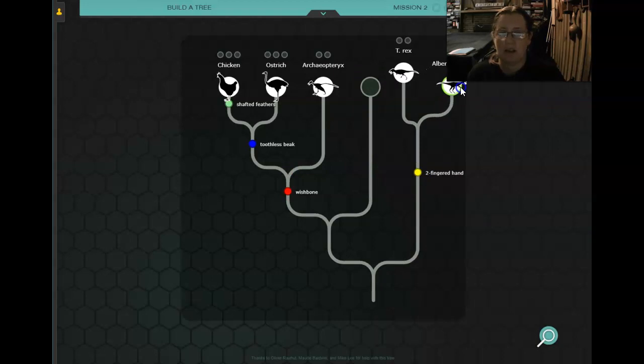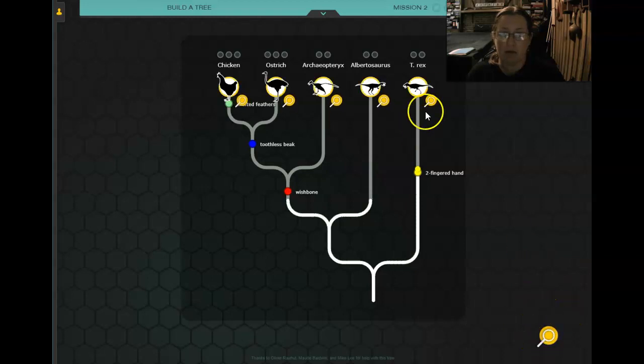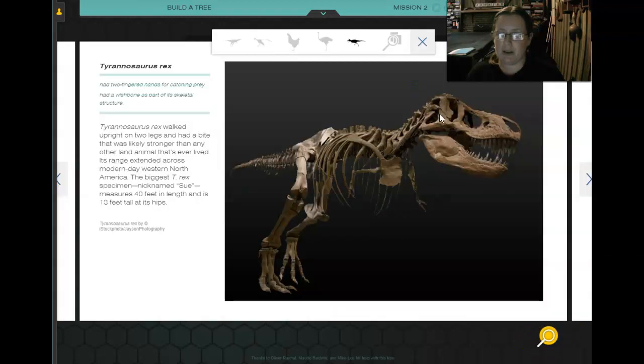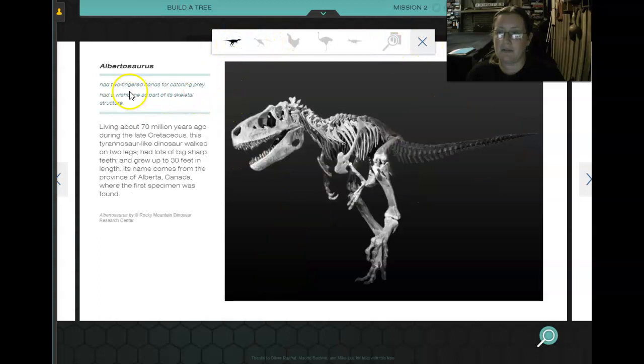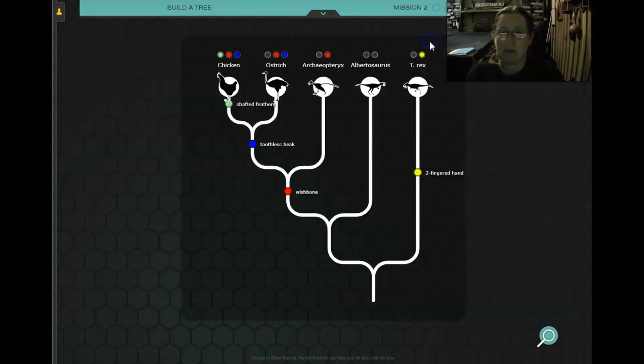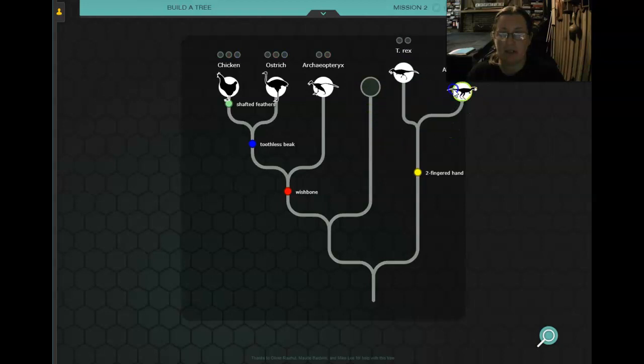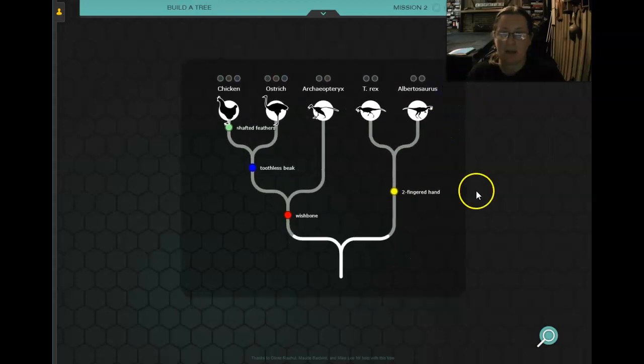Okay, so see here, I have characteristics that I'm not sure about, so I can move the species around. I can also add our magnifying glass and go ahead and take a look. So Tyrannosaurus rex does have the two-fingered hand, and our Albertosaurus also have two-fingered hand. Okay, so that was a piece of information that I had to find, and now I can move it over here by T-Rex at a different place along the tree.